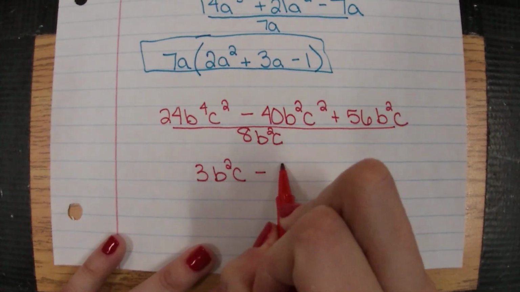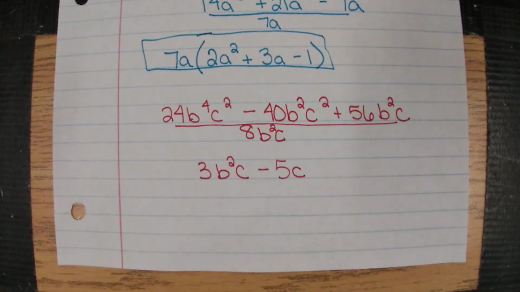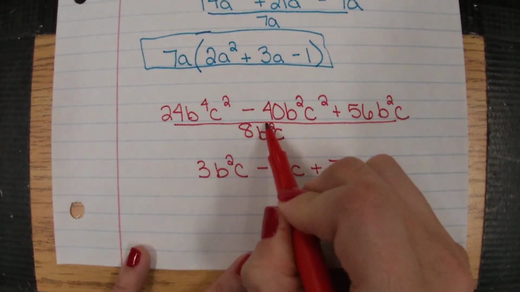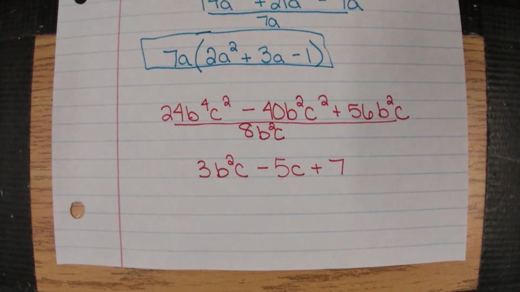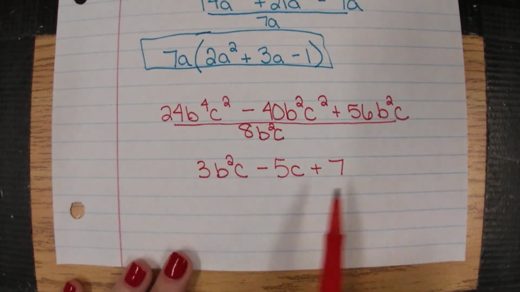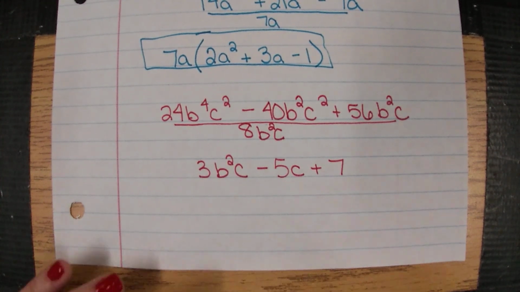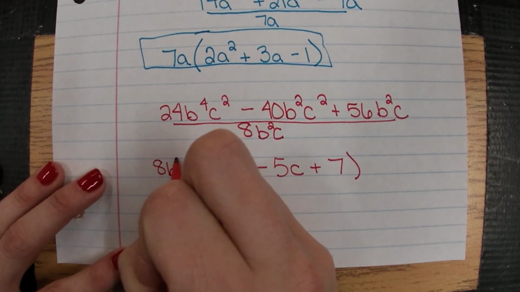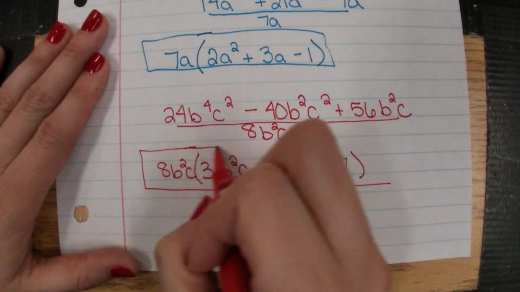40 divided by 8 is 5. 2 minus 2, those cancel. 2 minus 1 leaves me with a c. 56 divided by 8 gives me a 7. 2 minus 2 cancels. 1 minus 1 cancels, so we're just left with 7. So we'll check again. What goes into 3, 5, and 7? We can only pick 1, which means we're done. We found our GCF, and we're going to write that GCF out here in front with our remaining terms in parentheses. And this is our factored answer.